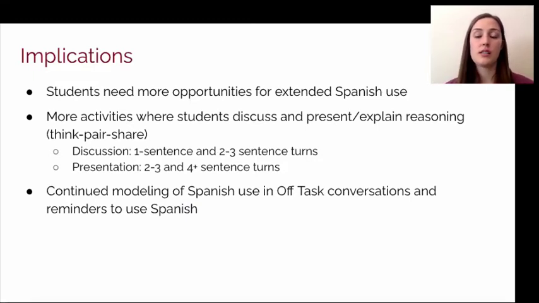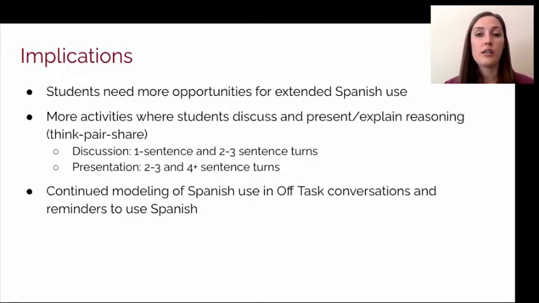There was one instance of this during the 5 class periods observed, and it did prompt conversations between students that included turns of 2 to 3 sentences and an answer to the teacher in front of the class that was 2 to 3 sentences long. Presentational speech by nature tends to be longer than conversational speech. And so these opportunities to present findings and reasonings are important for promoting extended Spanish use, and by extension, complex Spanish use that requires the use of multiple verbs.